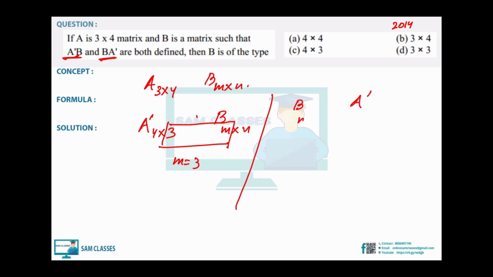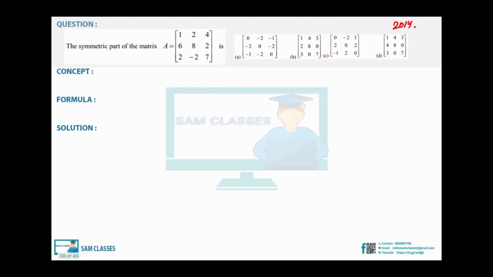Now they said that B A dash is defined. B is M cross N, and A dash is again 4 cross 3. So the column of first is equal to the row of second, so N equal to 4. So what will be the order? M cross N, 3 cross 4. So the answer is B. Now coming to the next question.